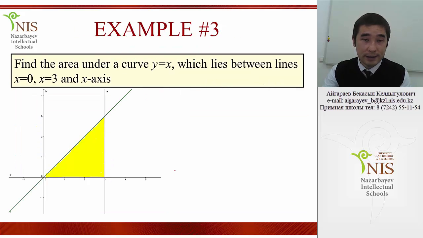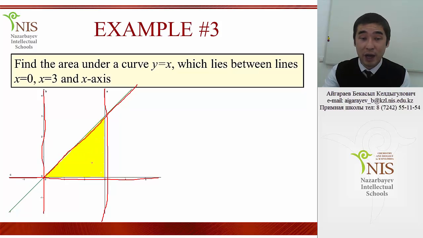Let's start with an easy example. Find the area under the curve y is equal to x, which lies between the lines x is equal to 0 and x is equal to 3, and the x-axis. So the x-axis is this one, x is equal to 0 is this one, x is equal to 3 is this one, and y is equal to x is this one. So the area enclosed by all those lines will be the yellow one. This shaded area will be calculated by an integral.